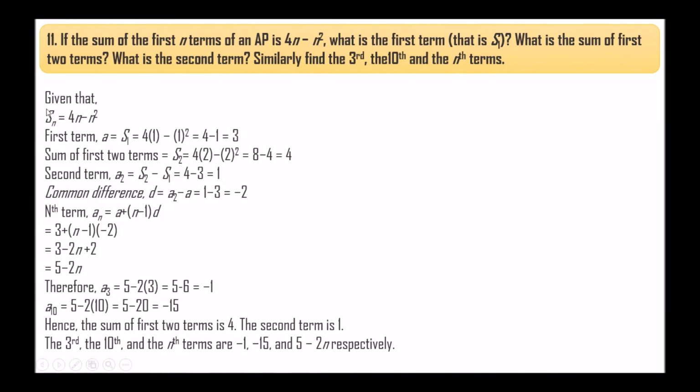So given that Sn equals 4n minus n square, first term a is 3, sum of the first two terms is 4, second term a2 is 1, common difference is minus 2, nth term an equals a plus (n minus 1) d. So nth term is 5 minus 2n, therefore a3 is minus 1 and a10 is minus 15. Hence the sum of the first two terms is 4, the second term is 1, and the third, 10th and nth terms are minus 1, minus 15 and 5 minus 2n respectively.